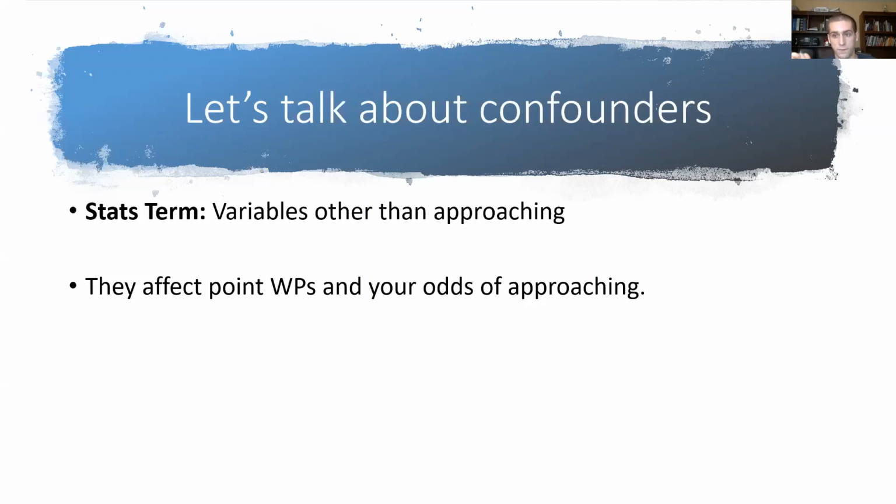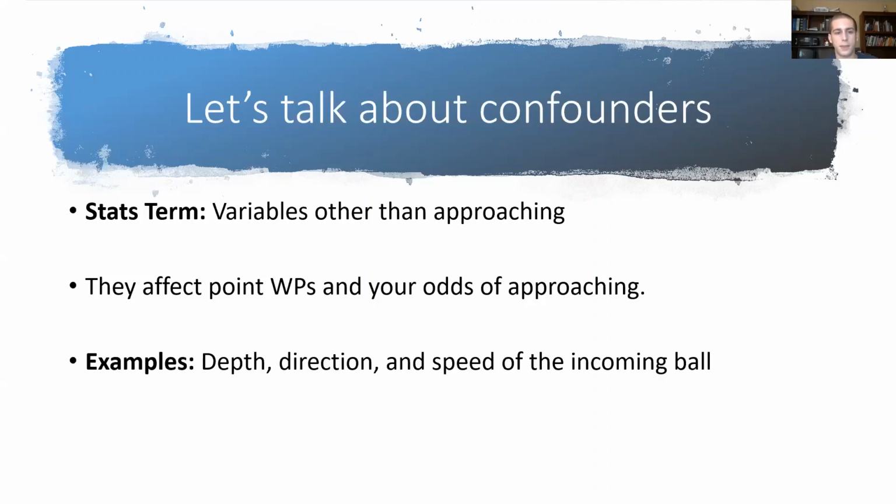It also affects your odds of approaching the net, just like the quality of those returns in the Djokovic scenario. Having a floated return definitely impacts your odds of winning the point. It also impacts your odds of approaching the net because you're more likely to come in on a floated ball. Examples of confounders, these are the three basic confounders I'm going to use when I really get into the Murray-Raonic match: the depth, direction, and speed of the incoming ball.